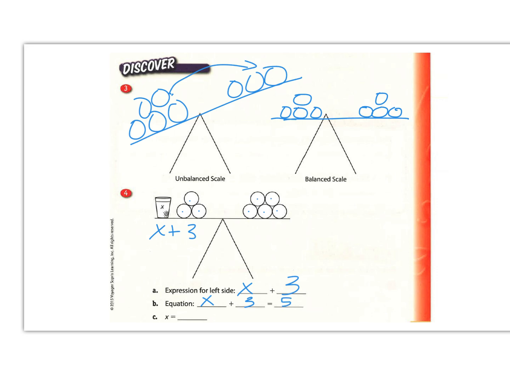Remember, an equation gives us that equal sign. So we know that x plus 3 equals 5. Well, now we can solve for x because we can figure out, what plus 3 equals 5? 2. So x equals 2. So we know that this value is 2.